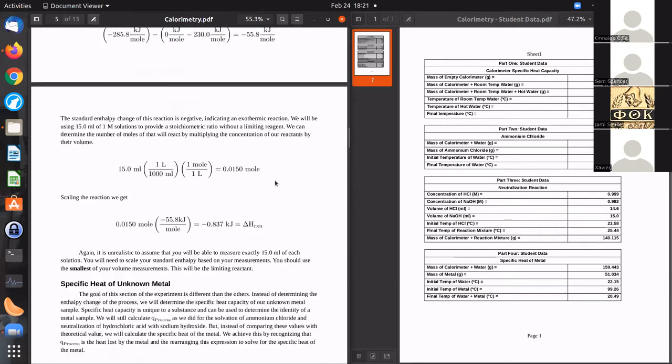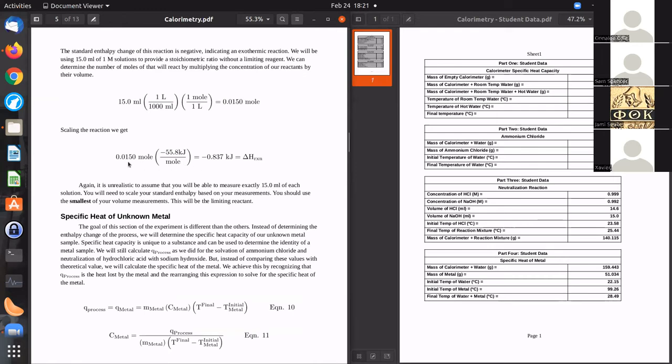So then I'm going to have the moles of my limiting reagent, and I'm going to multiply it by that value that I just found, that negative 55.8 kilojoules, and it will tell me how many kilojoules of heat were released by the neutralization of those two acids.